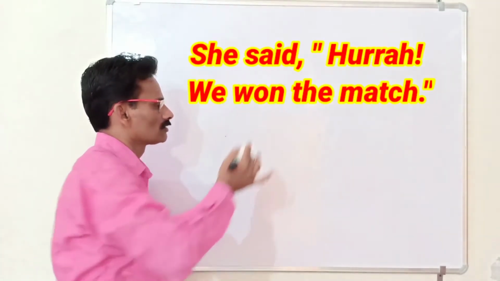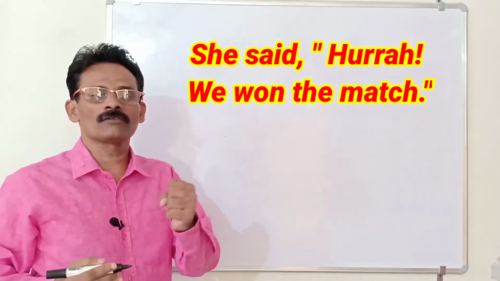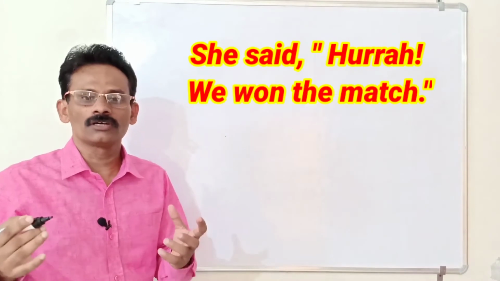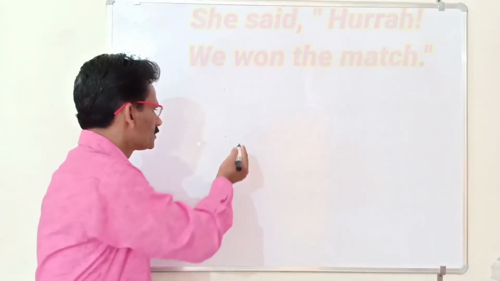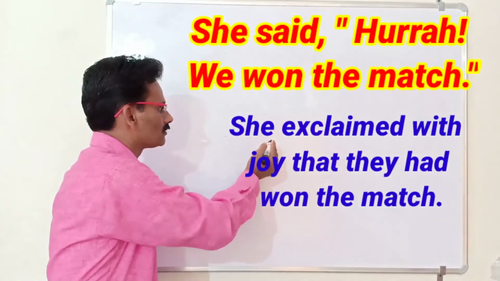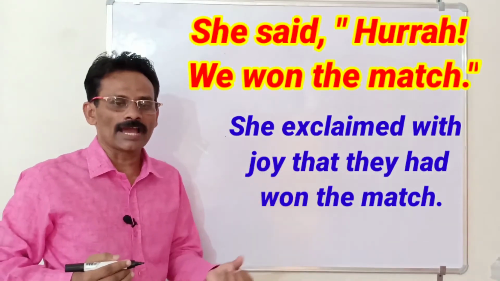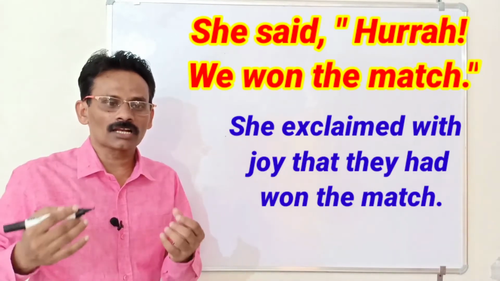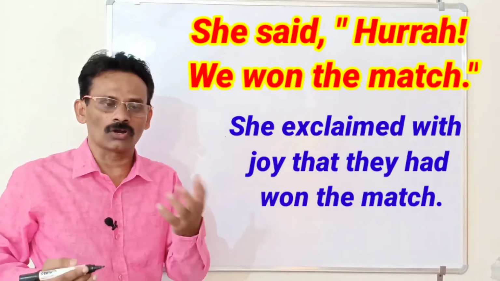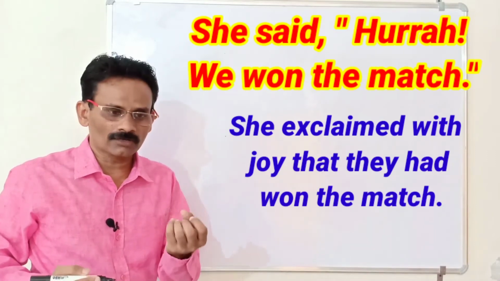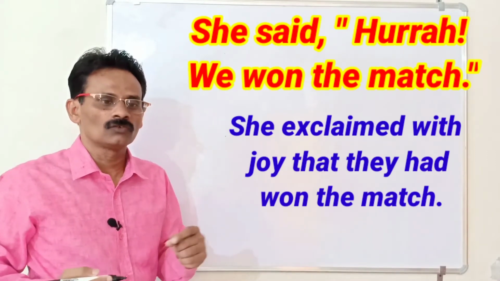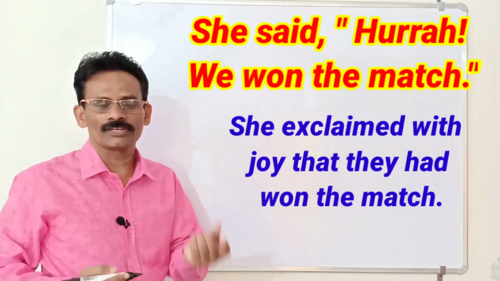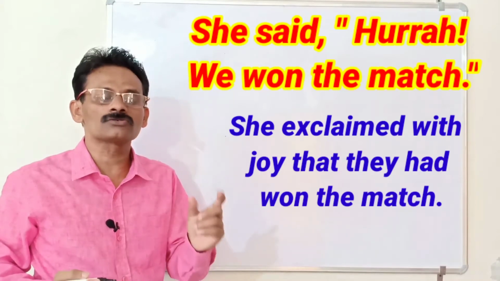Let's examine another sentence. She said, "Hurrah, we won the match." Now, let's turn that sentence into indirect speech. She exclaimed with joy that they had won the match. Here, exclamatory word expresses joy. When the exclamatory word expresses joy, we need to write simply exclaimed with joy. When it is sorrow, exclaimed with sorrow.